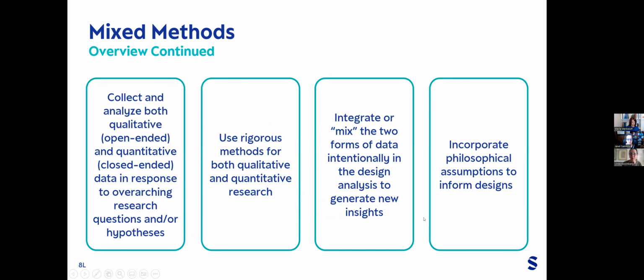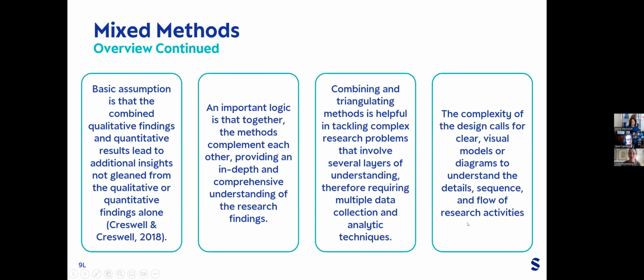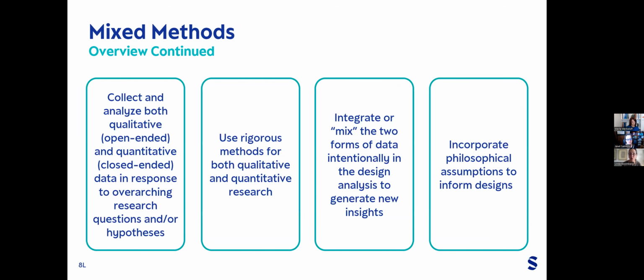Rigorous methods must be used for both qualitative and quantitative research. There is no way that one would compensate or lessen the integrity of either of the methods for the sake of the other. Each of them carries equal weight, but in different ways, as you will see, depending on the integration of the qualitative and quantitative strands. And the researcher strives to integrate or mix the two forms of data intentionally to generate new insights.